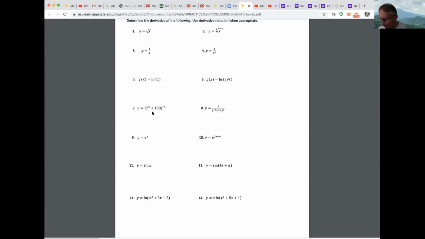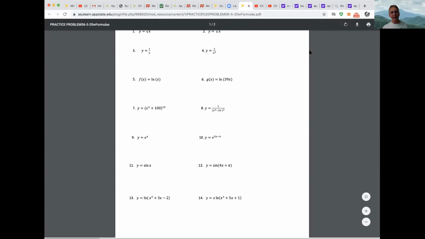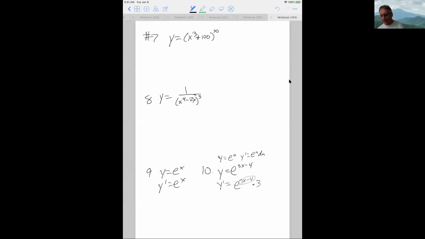So let's do number 7. Number 7 is y equals x to the 3rd plus 100, to the 10th power. And on number 8, I've got y equals 1 over x to the 4th minus 2x to the 3rd. All right? And then I'll put down 9 and 10 also. 9 is really straightforward because we know the answer to that. It's e to the x, right? Okay, so here's what I wrote.